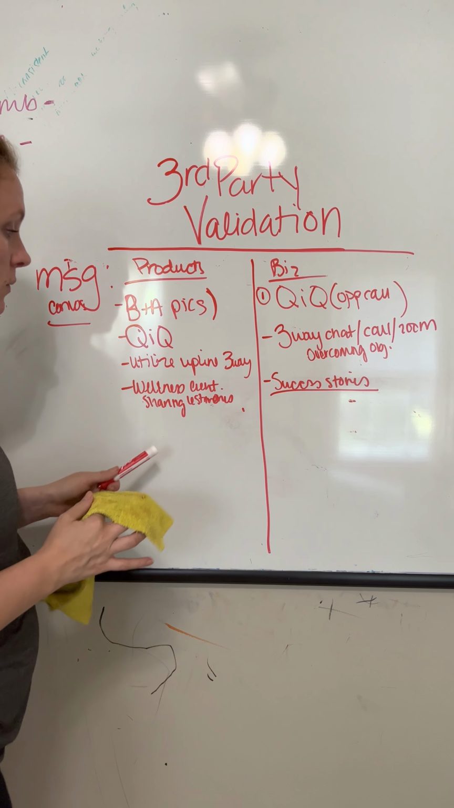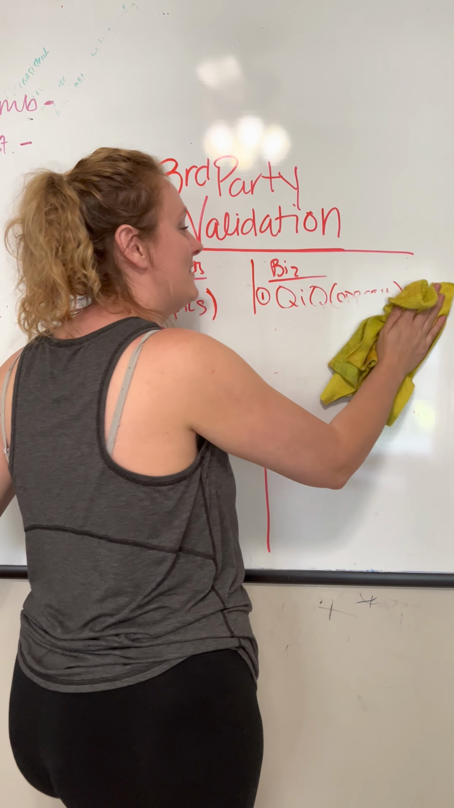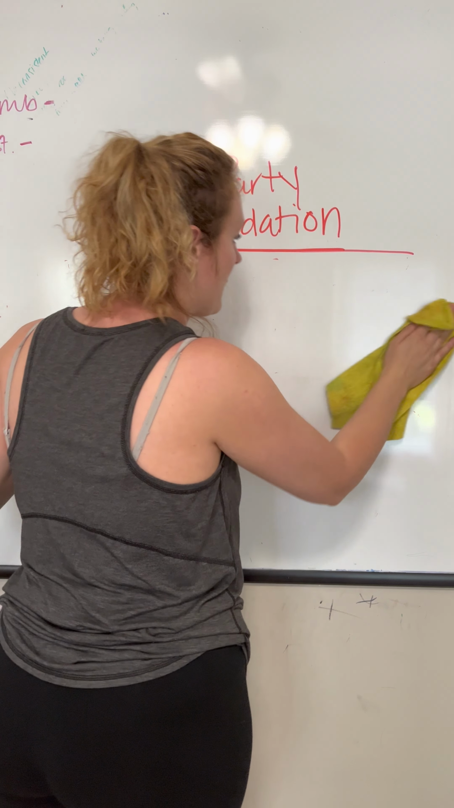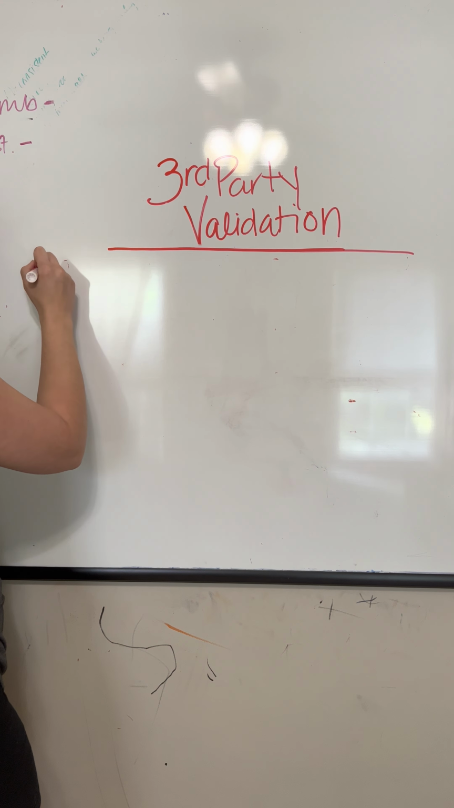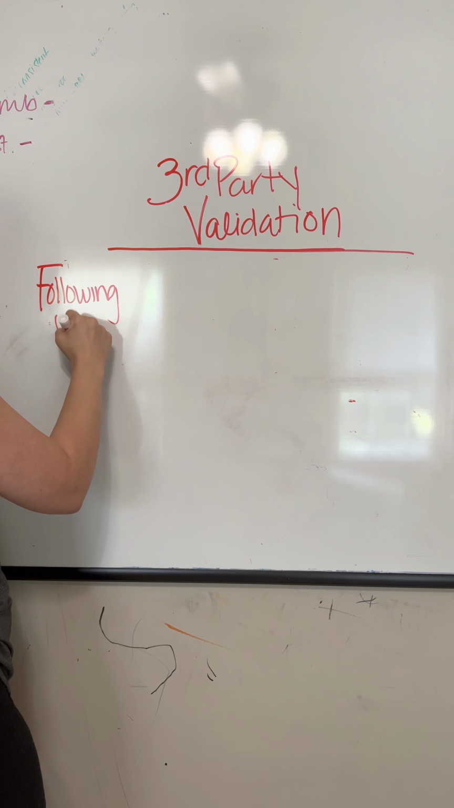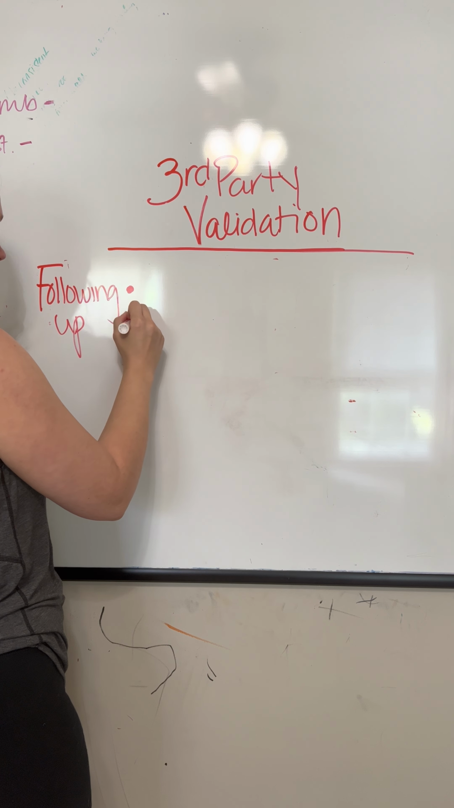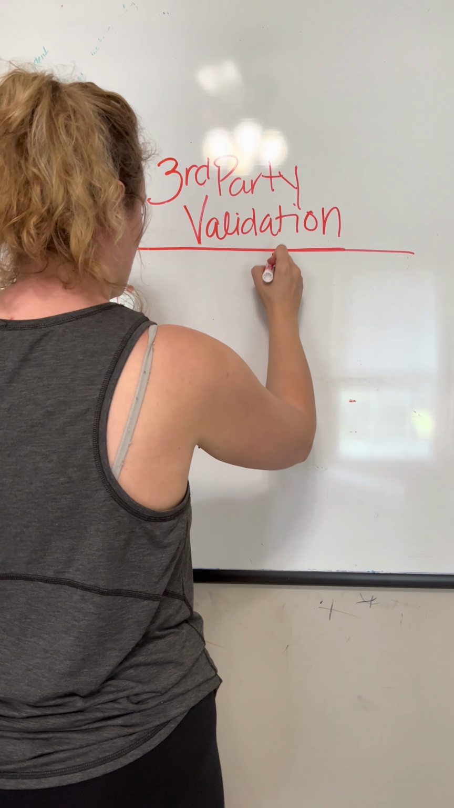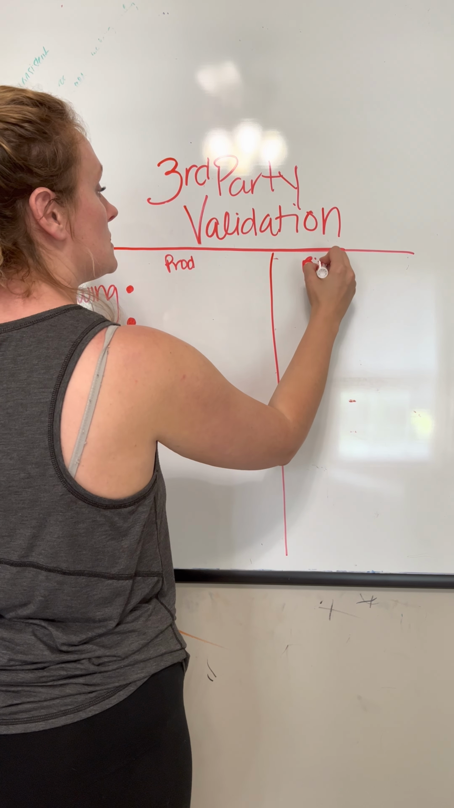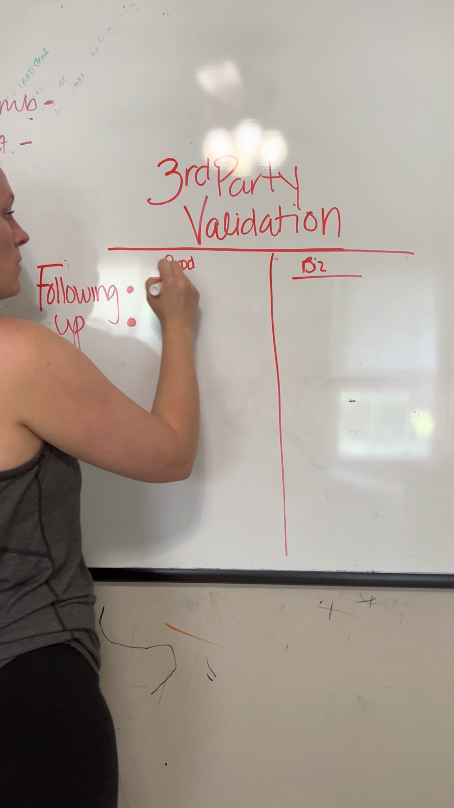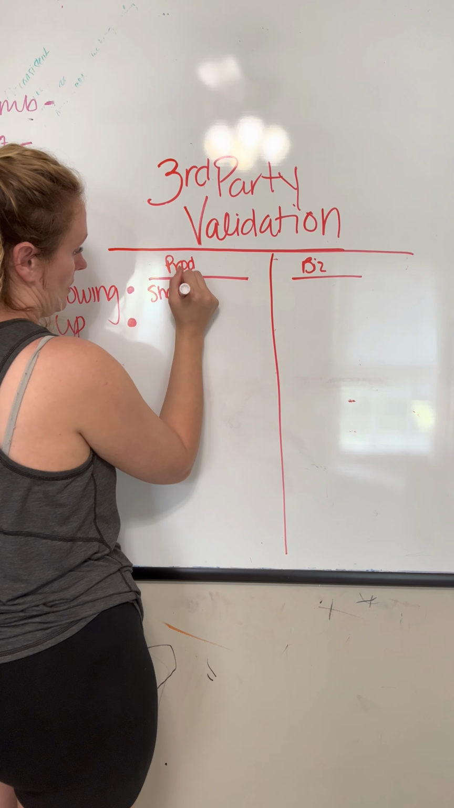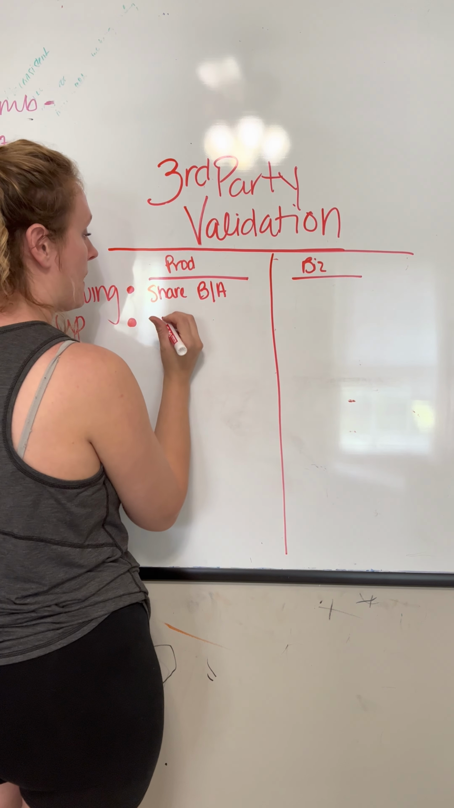So the other thing that we can do now, okay, so how do we utilize third-party validation when we are following up? Two ways. Again, we have the products and we have the business. Okay? One of the things that we can do with the products is you can share before and after with them.